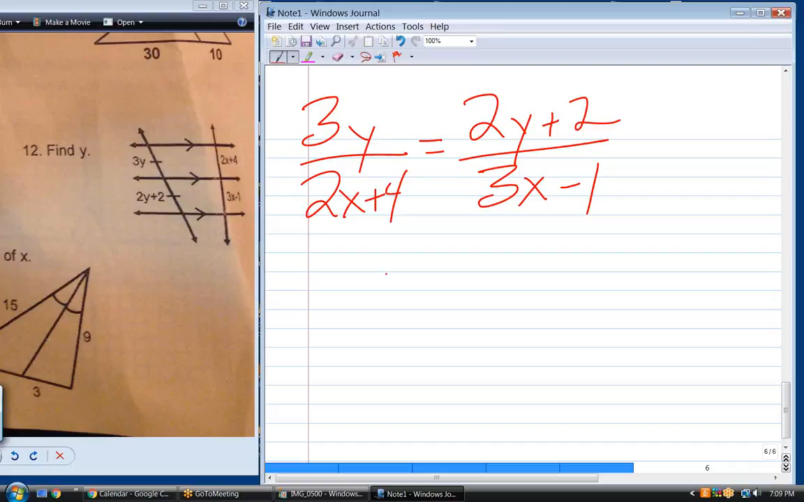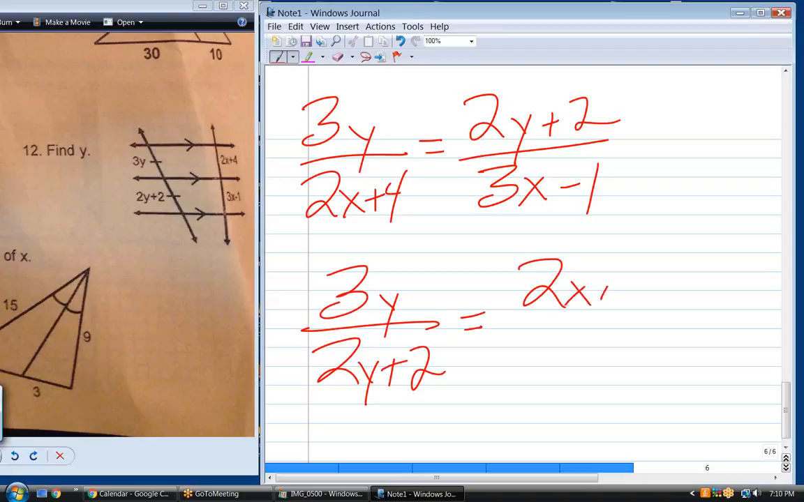What if I had 3y is to 2y plus 2 as 2x plus 4 is to 3x plus 1? Now let's see if that's the same equation. I'm going to cross multiply that. In other words, it's the same thing, is it not? Yeah, it is.